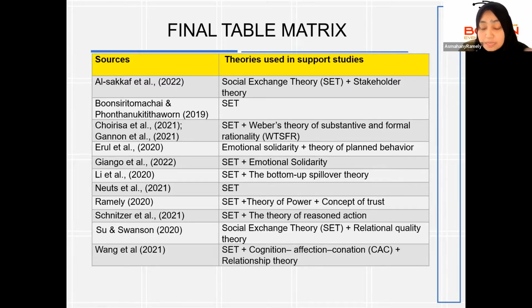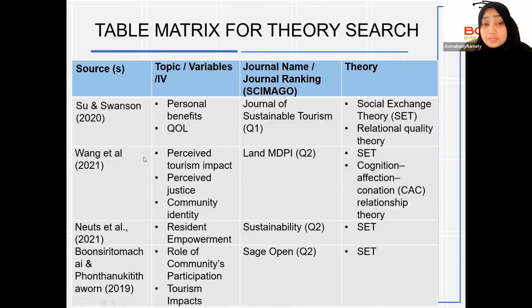If you still remember the earlier session, I showed that in my study I use the political theory of power and also the concept of trust, because my independent variables are economic dependency and political trust. But if a researcher decides to use quality of life, there is another theory for them to use. So you cannot simply copy.